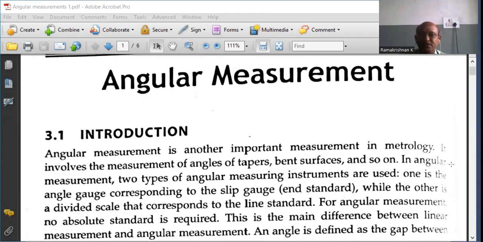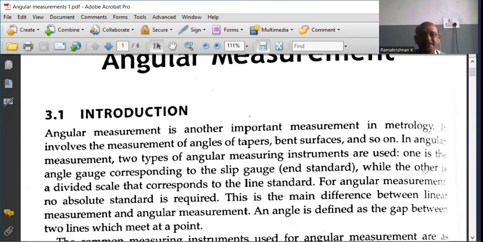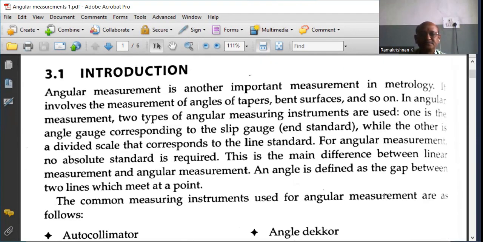There are two measurement standards used. One is the angle gauge, which corresponds to the slip gauge. That is considered an end standard. And another is the line standard. In the line standard, we make use of a scale calibrated with angular markings, so it is considered a line standard. For angular measurement, no absolute standard is required. This is the main difference between linear measurement and angular measurement.